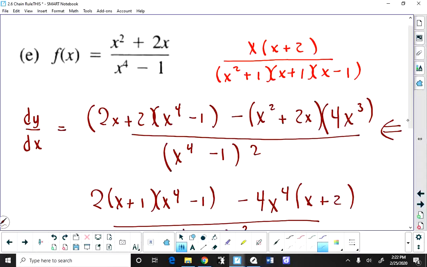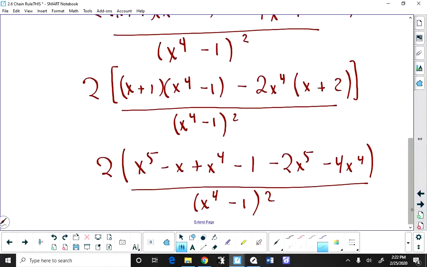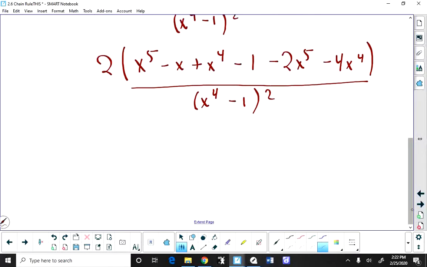Okay. So now we have to clean this up. What do I get? Well, I get negative x to the 5. Do you agree? I don't like that. And I don't just mean I don't like it. I don't want a negative leading coefficient. I'm going to take a negative out.